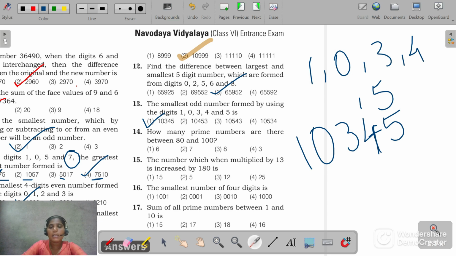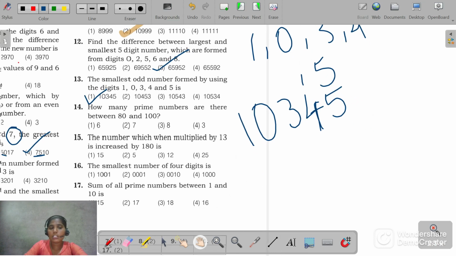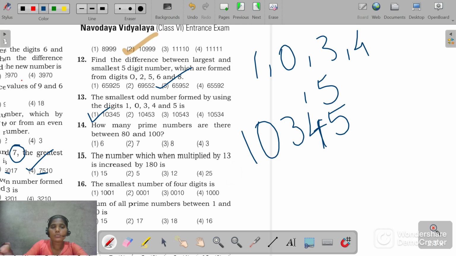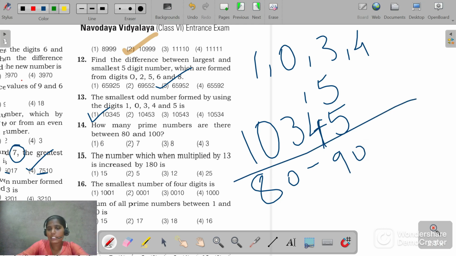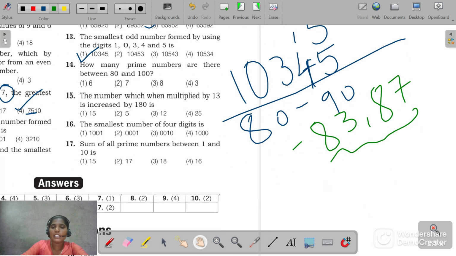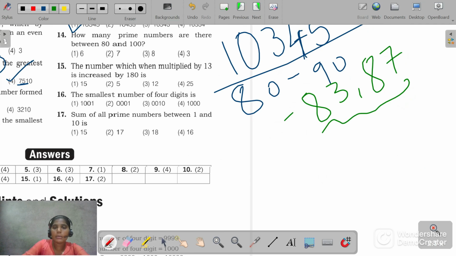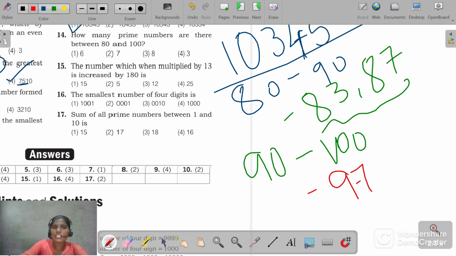Okay. How many prime numbers are there between 80 and 100? I have already explained this concept about prime numbers. So we'll see between 80 and 90, how many are there? I guess there are two. We'll write that now. 83 and 87. These two are the prime numbers between 80 and 90. Then between 90 and 100, we'll get only one, that is 97.